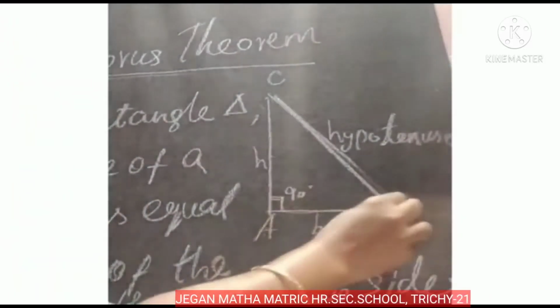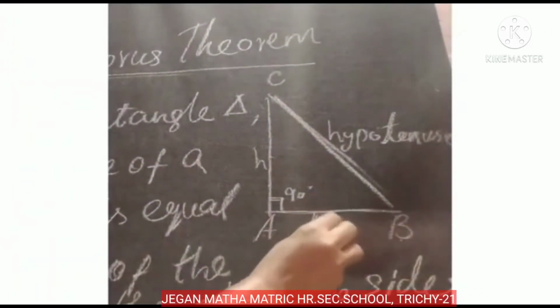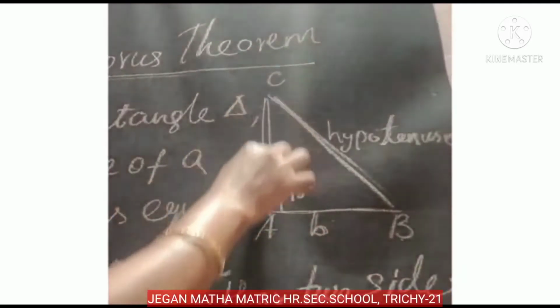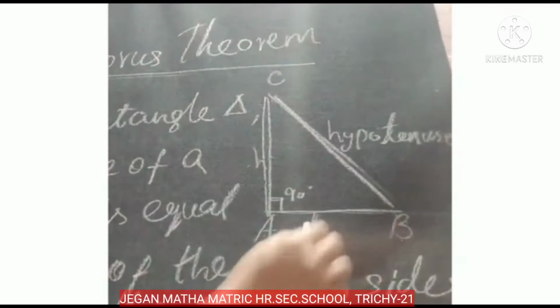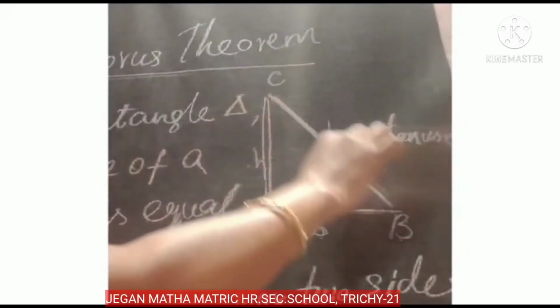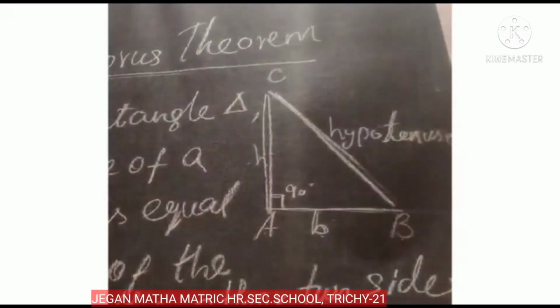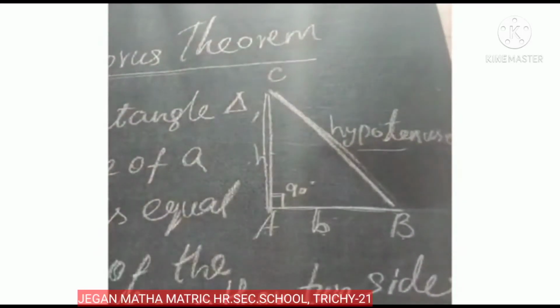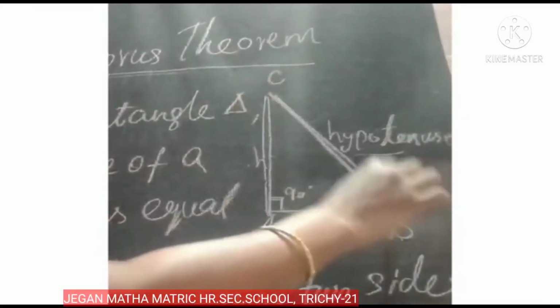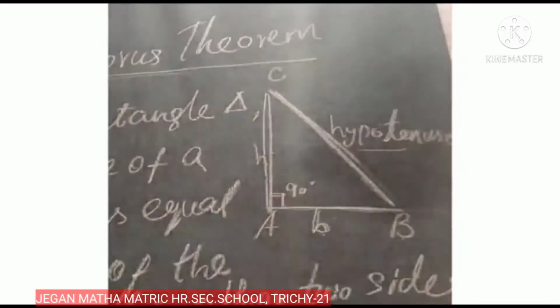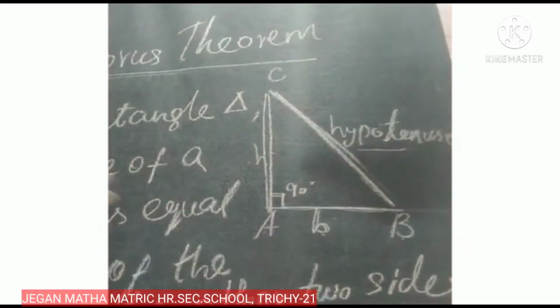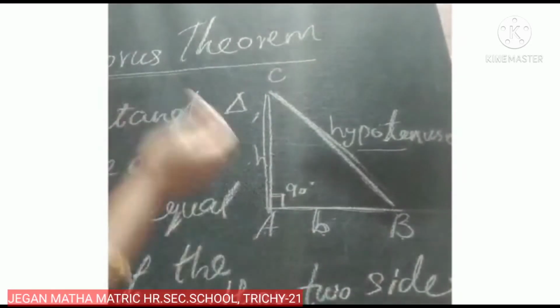This one, AB, is the base side. Here AC is the height of the triangle, and AB is the base of the triangle. This cross line, BC, is the hypotenuse. The name of this one is the hypotenuse, this cross side. So totally we have 3 sides and 3 angles in a right angle triangle. Now, this is the definition of the Pythagoras theorem.